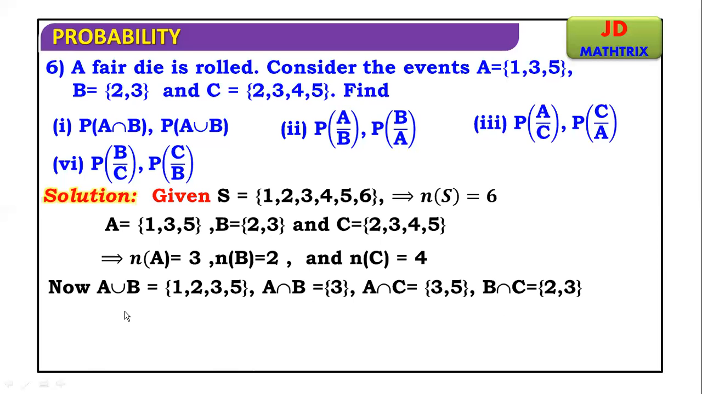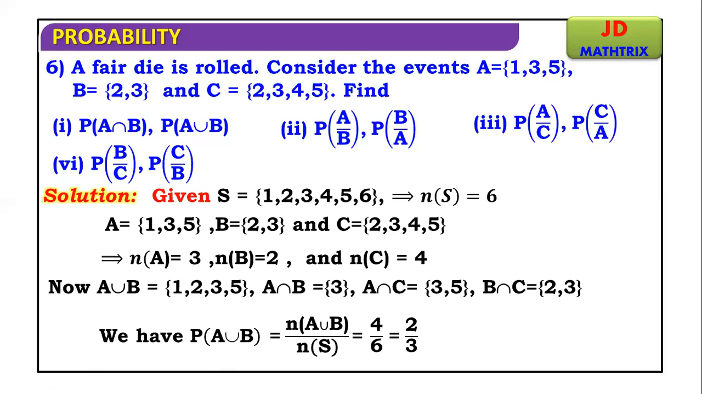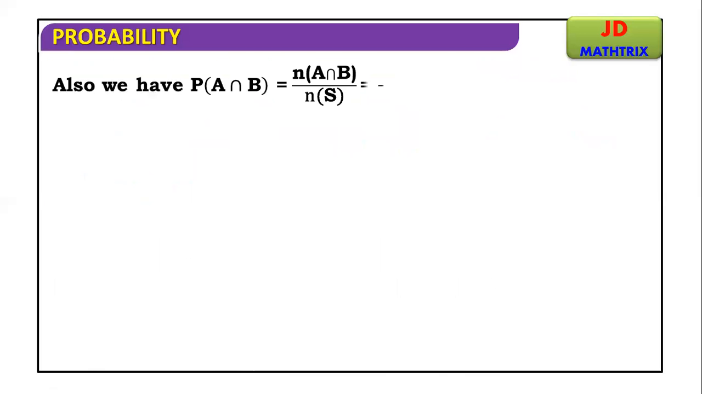Therefore, P of A union B we can directly calculate. P of A union B is equal to n of A union B by n of S. So that is 4 by 6, that is 2 by 3. Next one, we have P of A intersection B, that is n of A intersection B by n of S, that is 1 by 6.